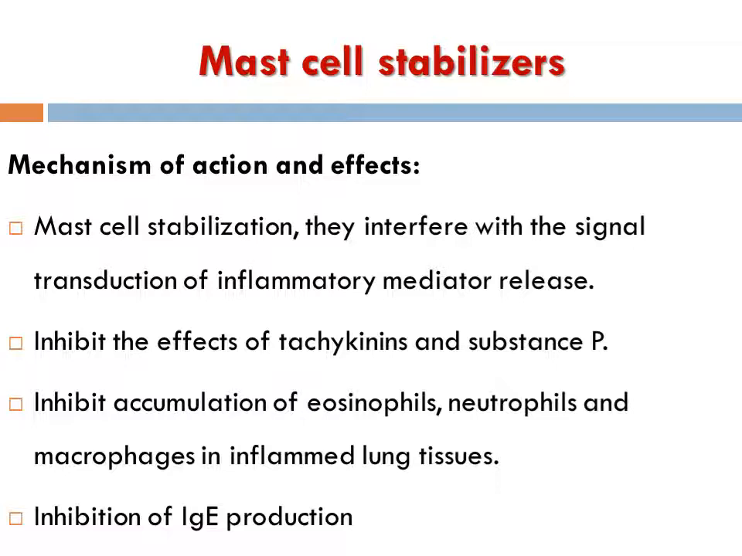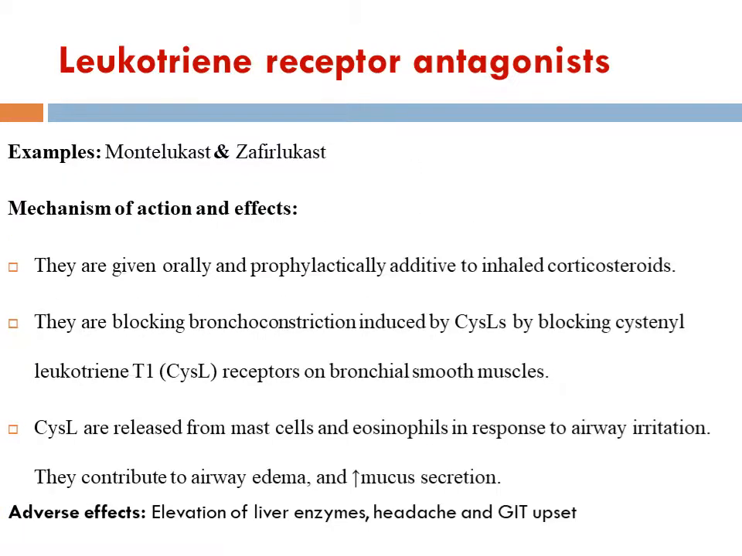This slide illustrates the main effects of the mast cell stabilizer, ketotifen. It stabilizes the mast cell and prevents release of histamine and inflammatory mediators. It also inhibits the accumulation of eosinophils, neutrophils, and macrophages in the inflamed lung, and inhibits the production of immunoglobulin E.